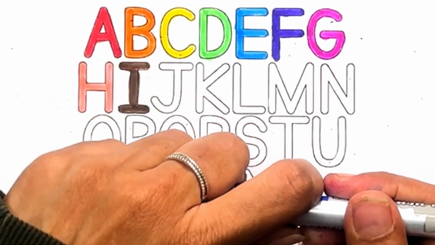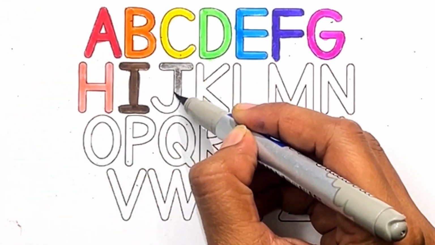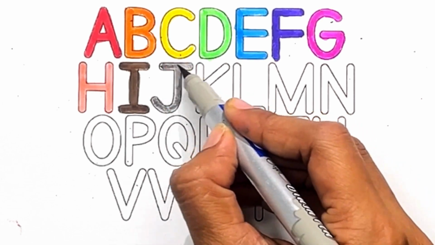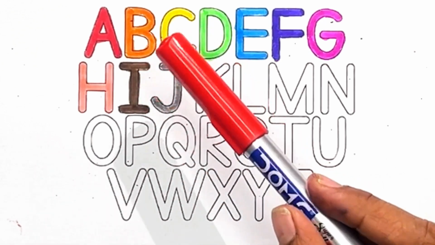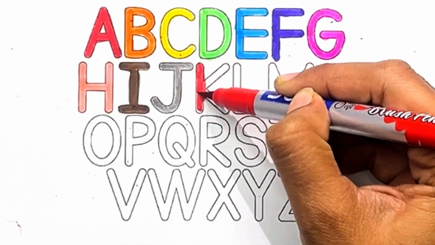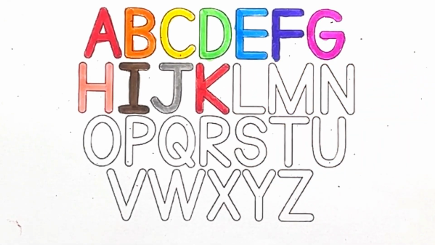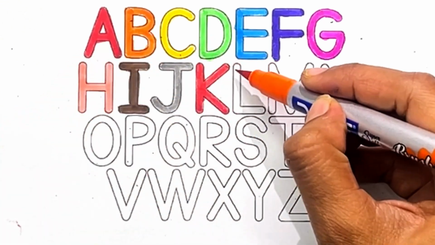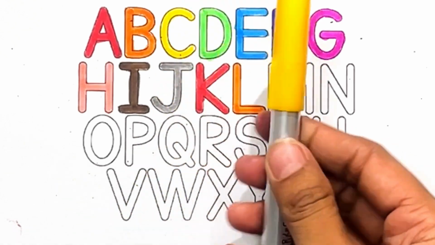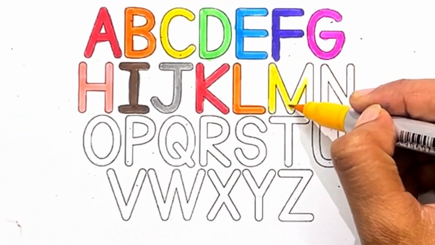Grey color, J for joker. Red color, K for kite. Orange color, L for lion. Yellow color, M for mango.